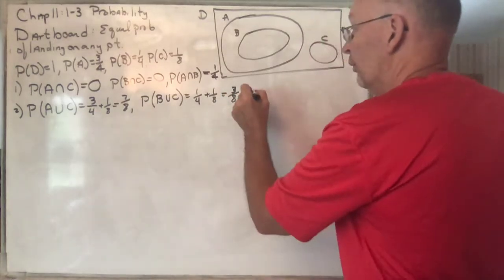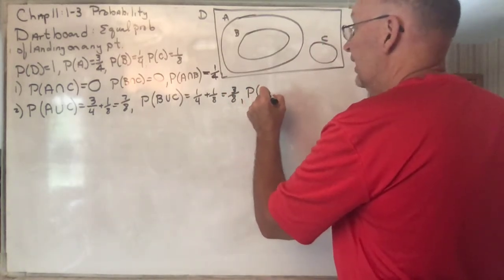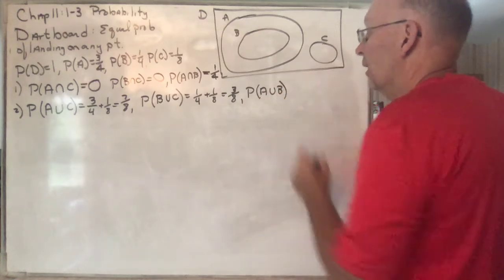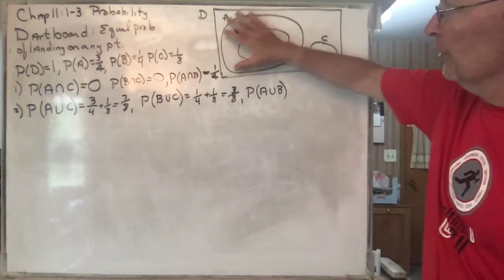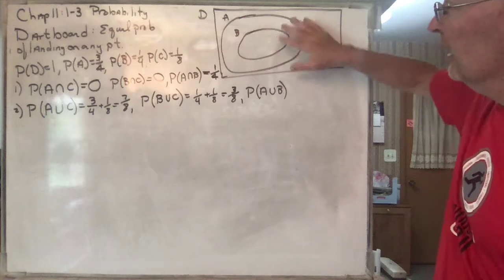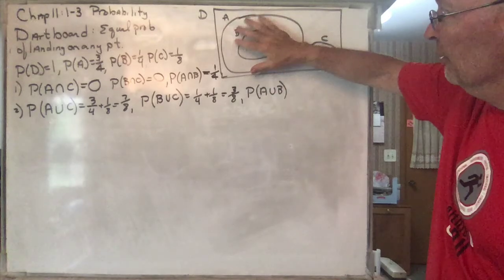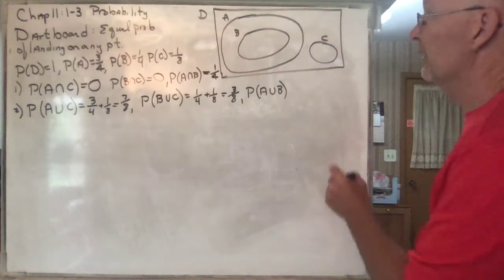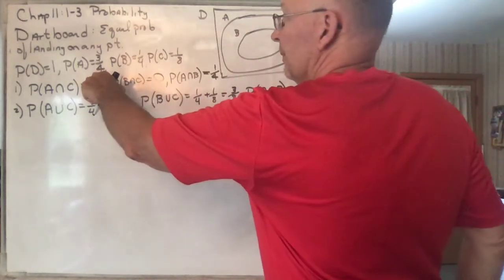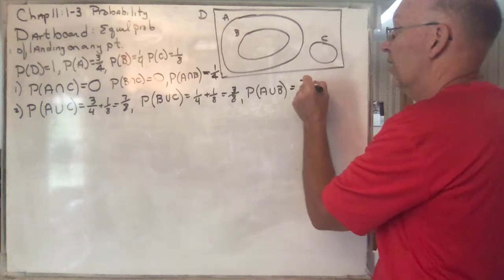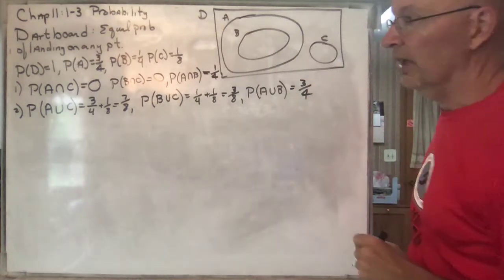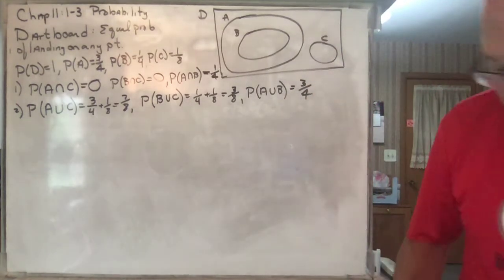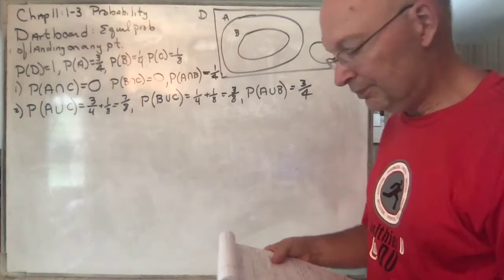And then the last one, what's the probability of A or B? Well, you're in A or B as long as you're in A, right? So as long as you're in A or B, that's everything right there. So that's going to be 3/4. Okay, are you good? So that's kind of a review of last time.